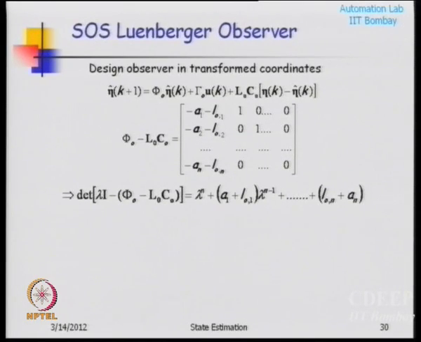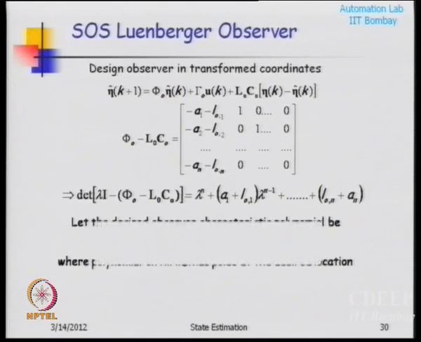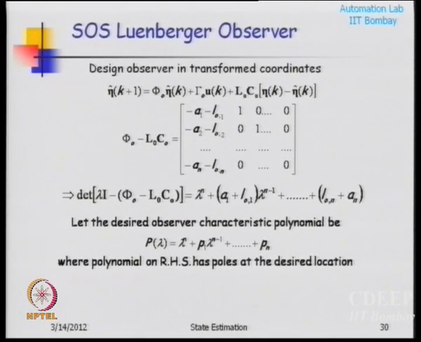So, this is my characteristic equation. I can just look at this form and write the characteristic equation, which is very nice. And then I will just say that my closed loop should be equal to, okay, specifying poles is equivalent to specifying another characteristic equation. So I am going to say that this characteristic equation should be equal to the design characteristic equation.